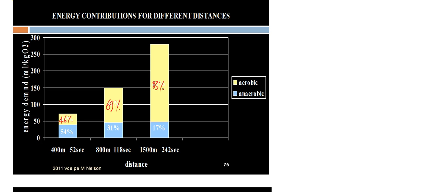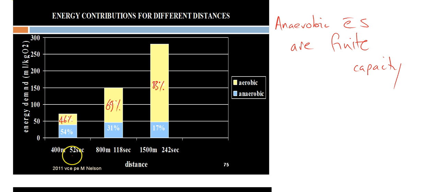Now, one of the things to notice on this is a visual of a concept where our anaerobic energy systems are finite. So they have a finite capacity. Although we go from 52 seconds up to 118 seconds, up to 242 seconds, the actual amount of energy, not percent, but the amount of energy produced by the anaerobic energy systems is very, very similar. The difference between them is the amount that the aerobic system will then contribute.